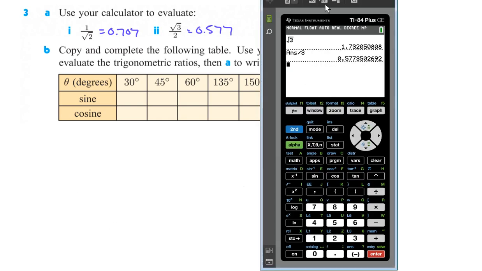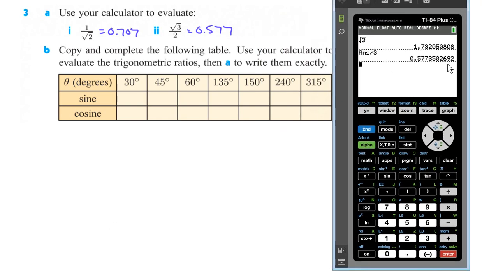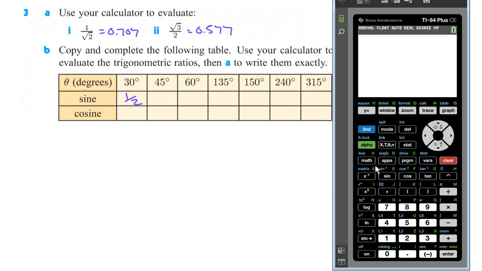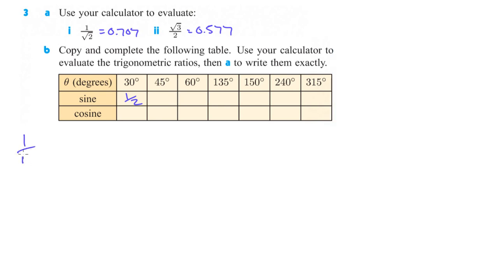So here's really what we're looking at doing here. We are going to simply put in sine of 30. So we'll do sine 30, and we get 0.5. So we know that that's just going to be simply 1/2. And then we do sine of 45, and we get 0.707. Now we know that 0.707 is 1 over root 2. So we have 1 over root 2.